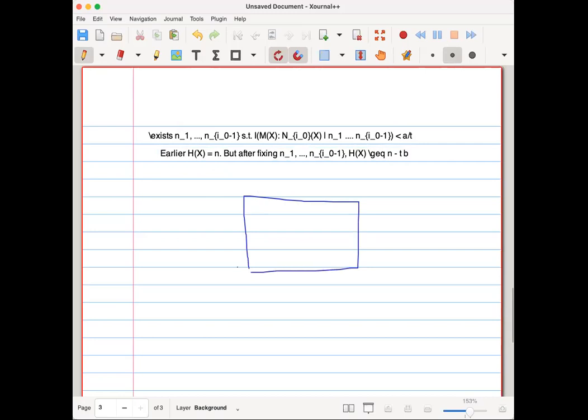So let us say the rows I label by Alice's input, and the columns are labeled by Bob's input. So I'm setting up a different matrix. This is called the communication matrix.